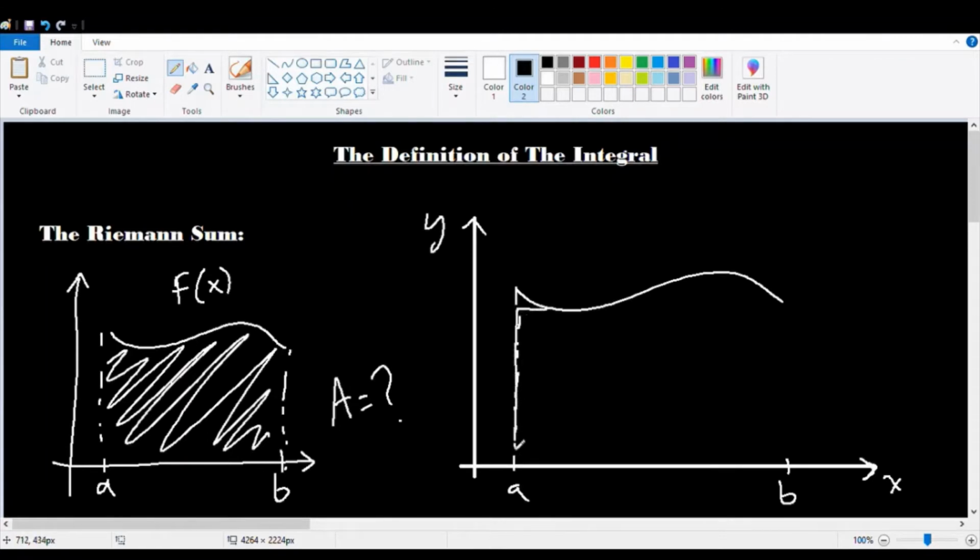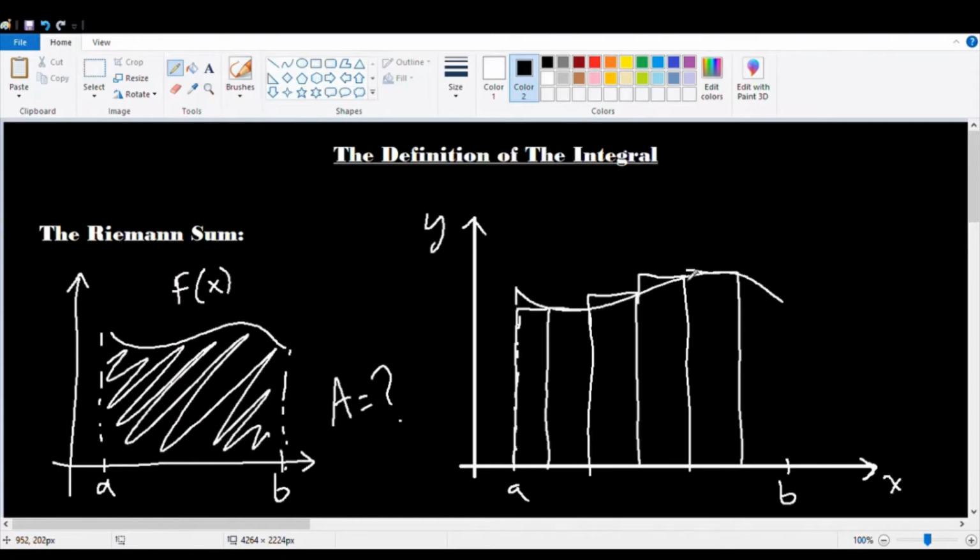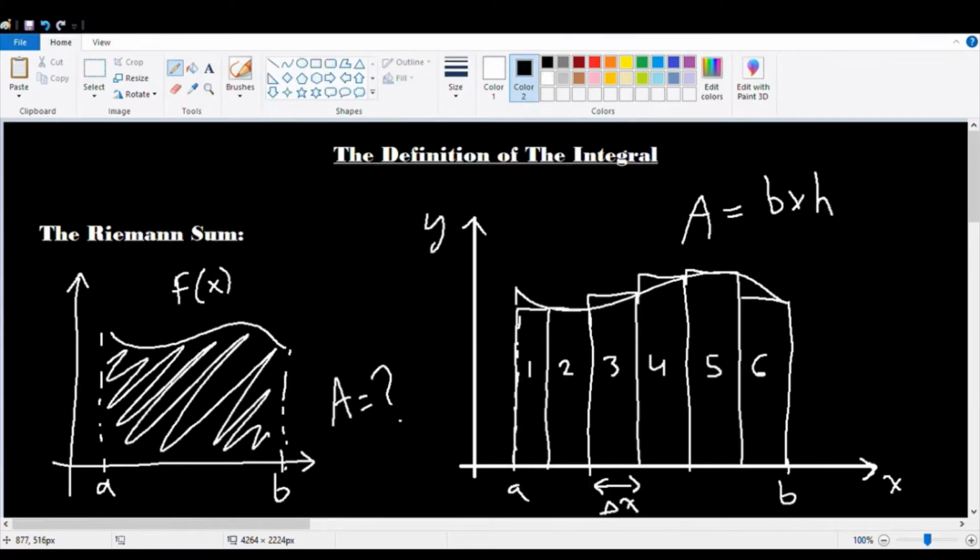So the way we're going to do this is separate this area into a bunch of rectangles of the same width, because we know that we can calculate the area of rectangles using the formula base times height. And the more rectangles you have, the more accurate your area approximation will be. The width of these rectangles is going to be called delta x, and it's going to be the same for all rectangles.